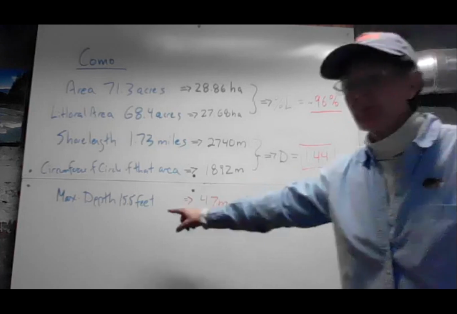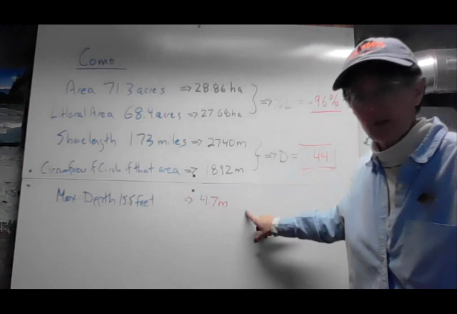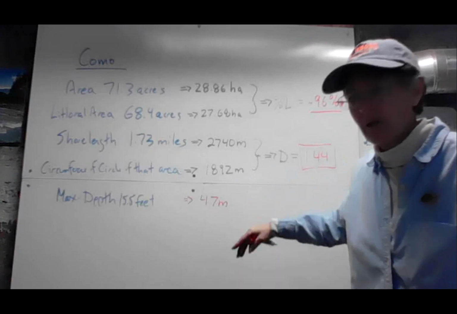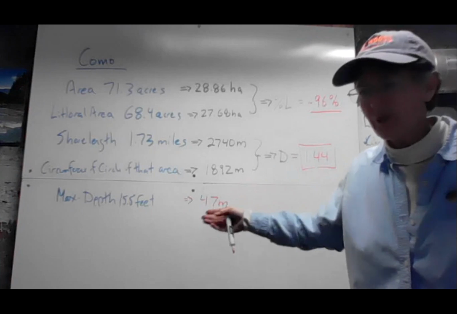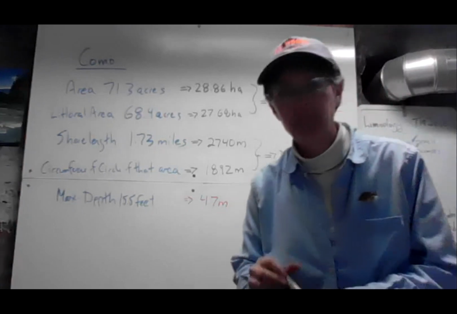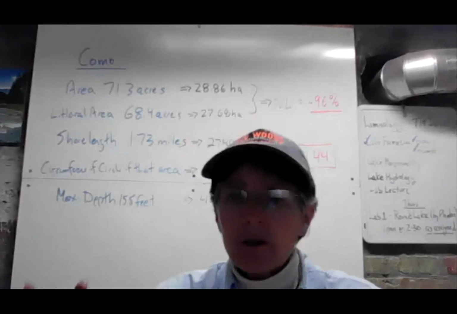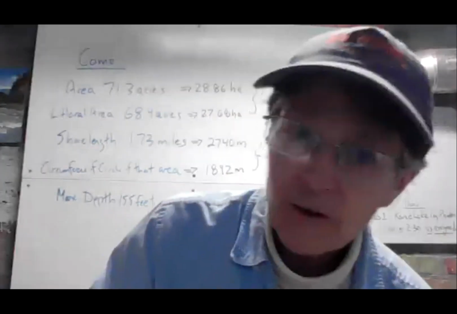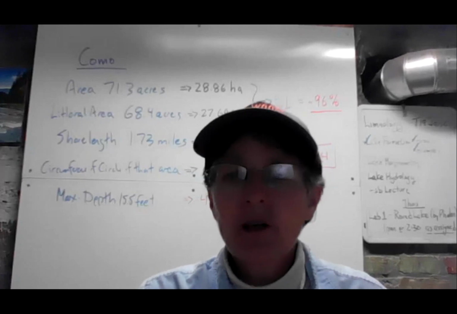And then the maximum depth, 15.5 feet, that converts to 4.7 meters. And then the mean depth was like 7.5 feet. So the mean depth was about half of that. But the mean depth wasn't on that diagram. All right, that all worked. It all makes sense to you. That's kind of the calculation of it.